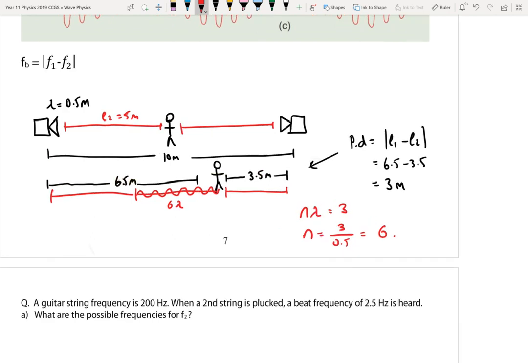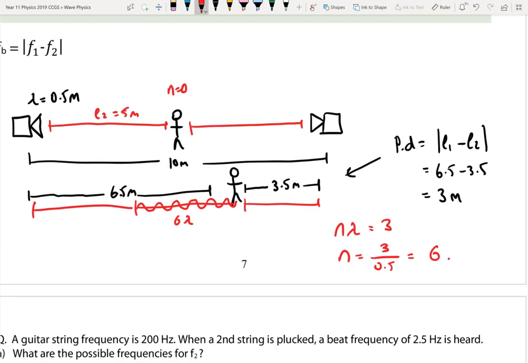One other way to visualize this is that when he was standing in the middle, he was at n equals 0. Now, hear me out here, follow my logic. If he moved a quarter of a meter one way, then L1 goes down by a quarter, L2 goes up by a quarter. So he only needs to move a quarter of a meter to get to the next n equals 1. Right? Because one goes down by a quarter, one goes up by a quarter, and so the difference is half a meter, which is a wavelength.